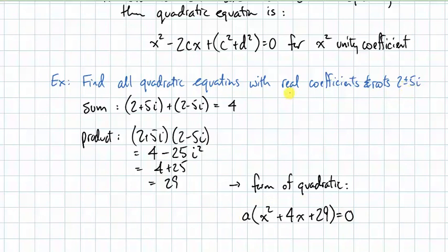And I should just make note, this is for real coefficients, a being real, 4 and 29 being real numbers. We won't deal with complex coefficients.